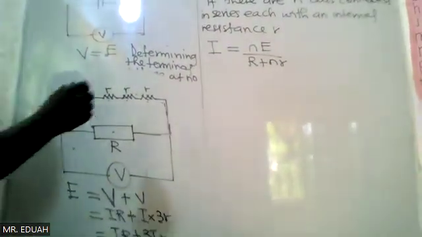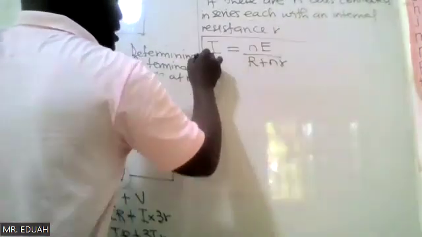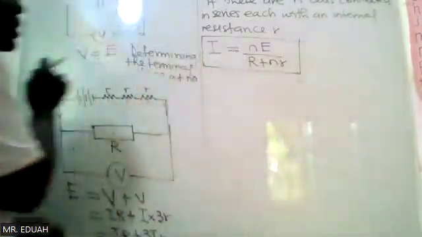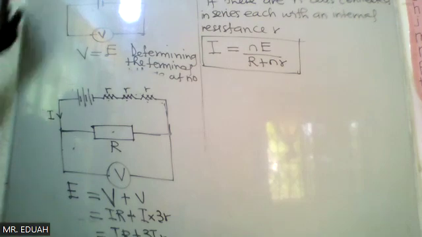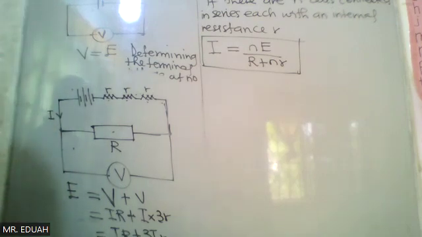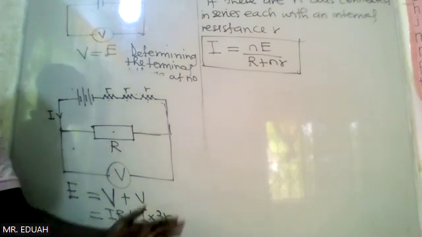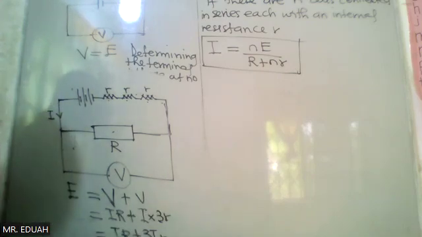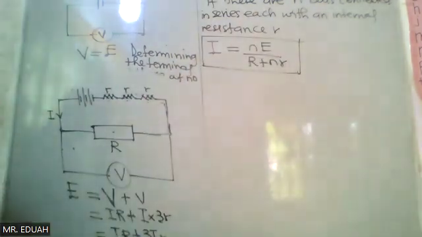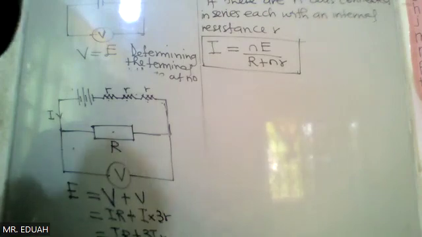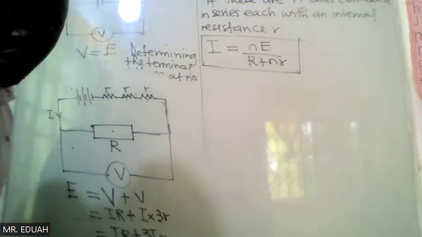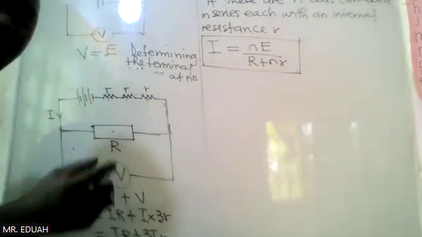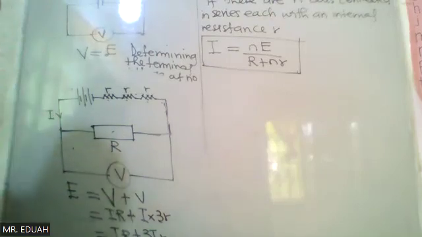So for n number of cells, the current through the circuit would be equal to this. And this is when the cells have equal or the same internal resistance. So that's n times R. Are we okay here? Because we'll look at it for parallel arrangements too.